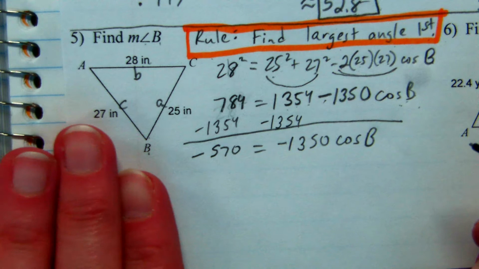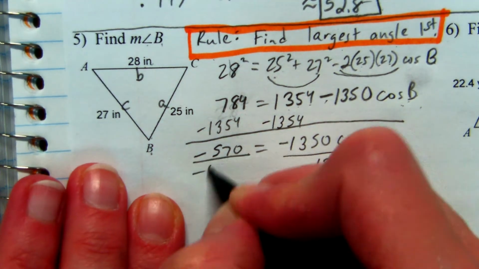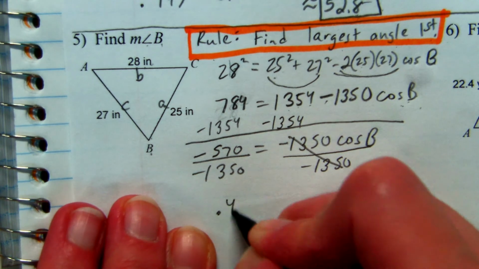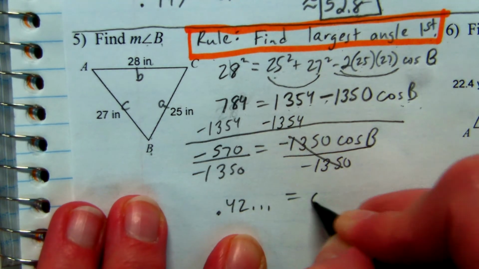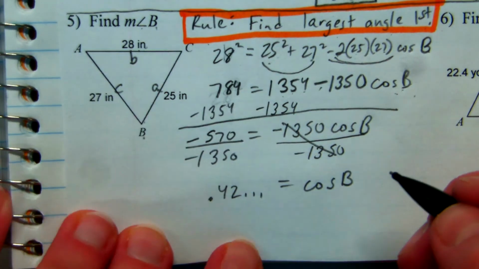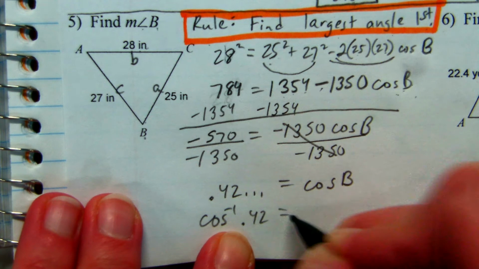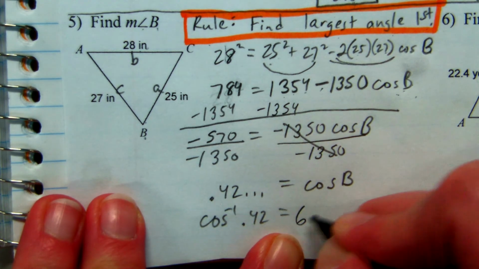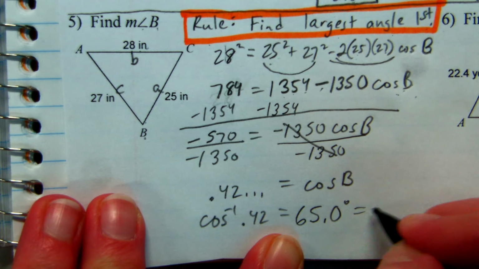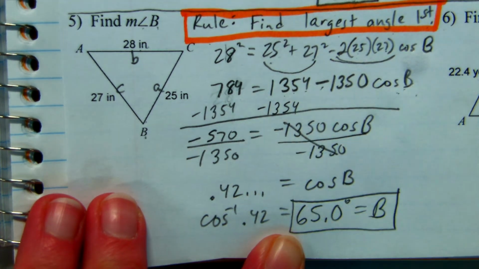What would we do next? Divide by negative 1350. So that cancels, and we're going to get a decimal. So it's about 0.42 something equals cosine B. I would keep more decimals than that on my calculator. And then you'll do inverse cosine of that number. And you get about 65.0 degrees for angle B. And so that one is actually done.